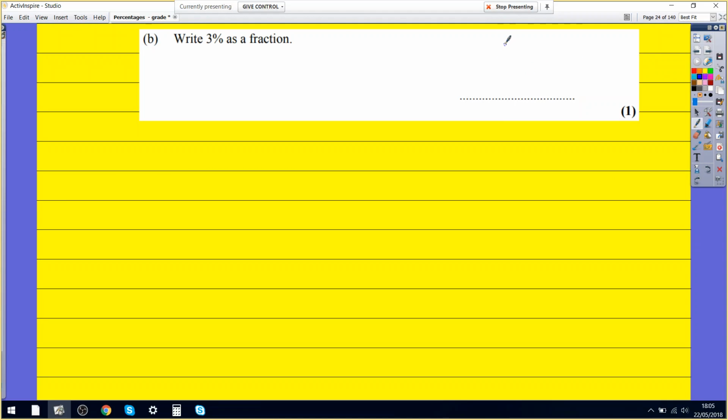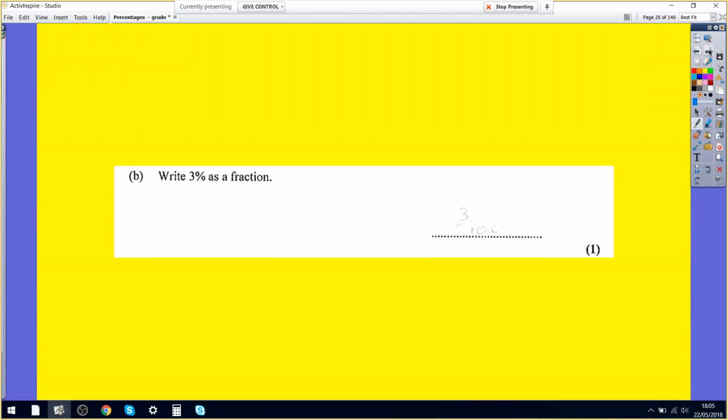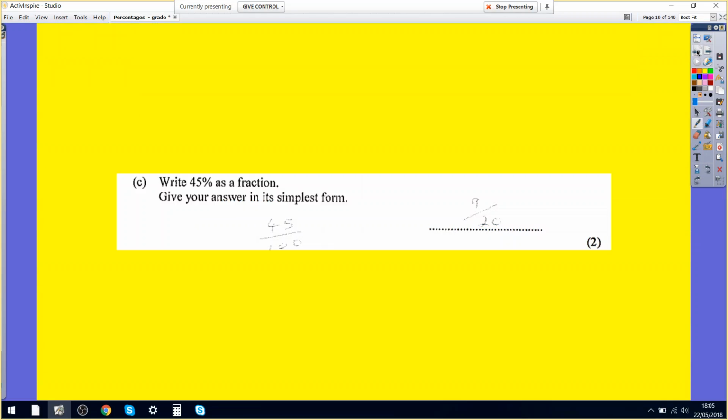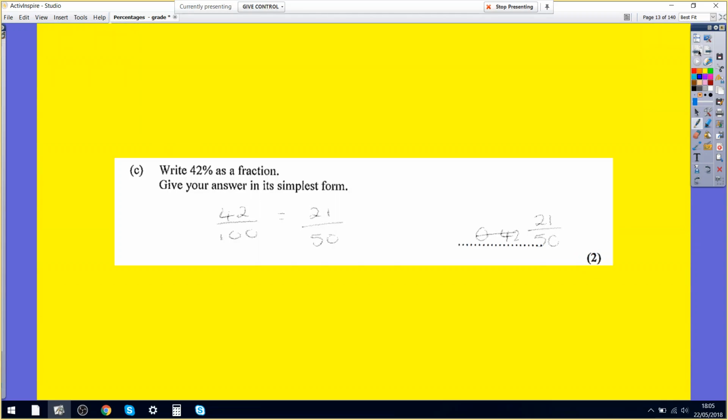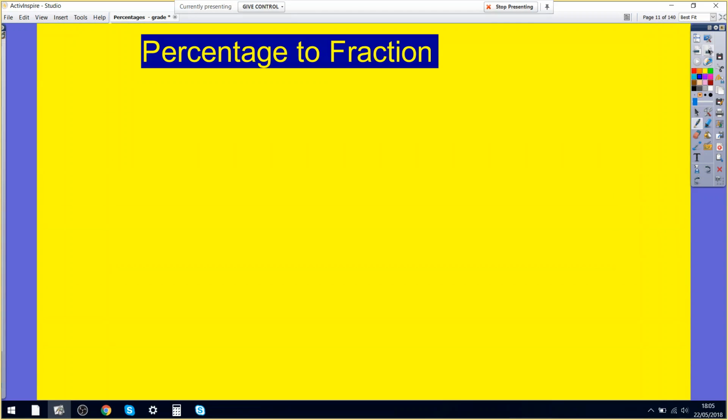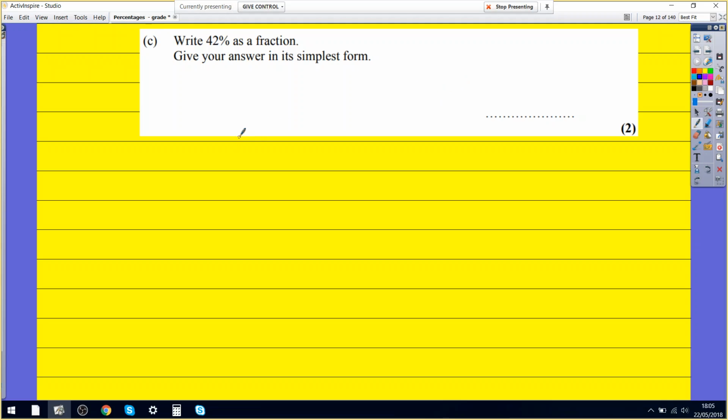How about this one? 3 over 10. Not over 10? Yeah, 100. 3 over 100. And if I go back, okay, so how about this one? 32%. 42 over 100. And this is a 2-mark question, so there's a second thing.